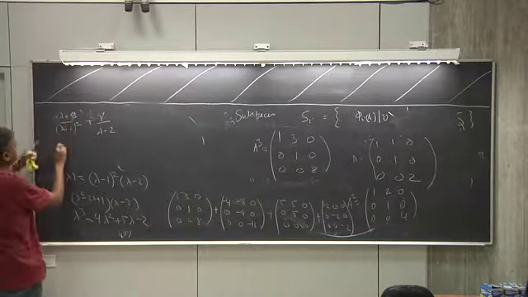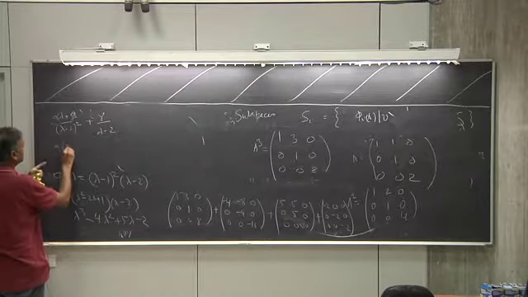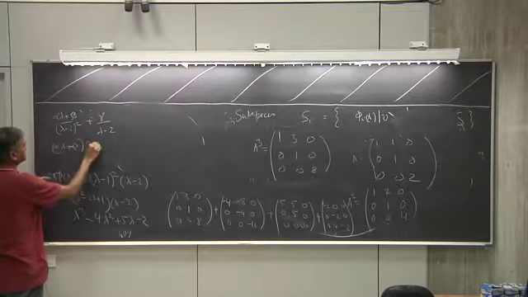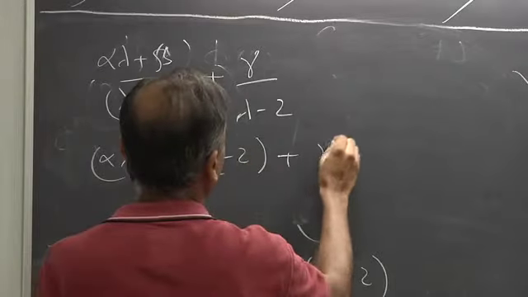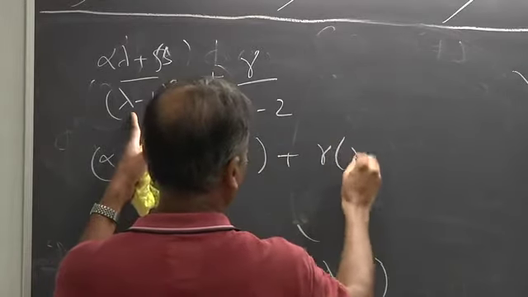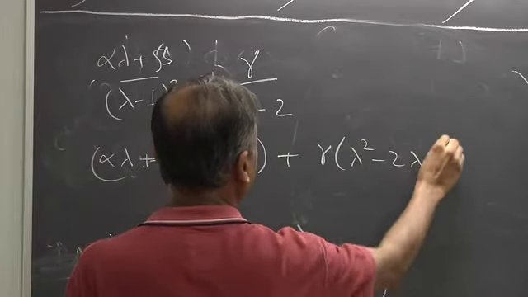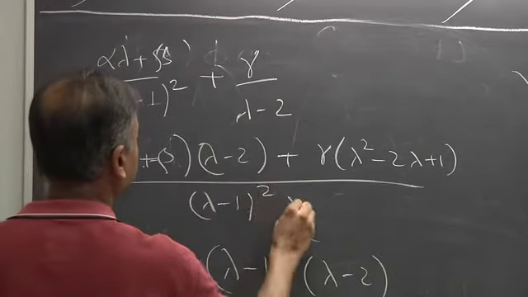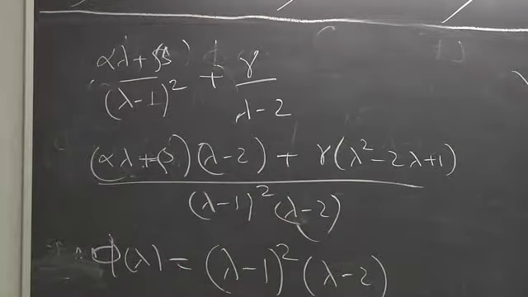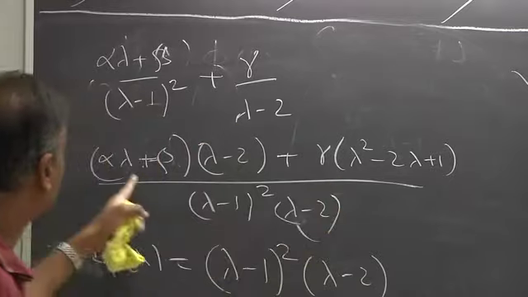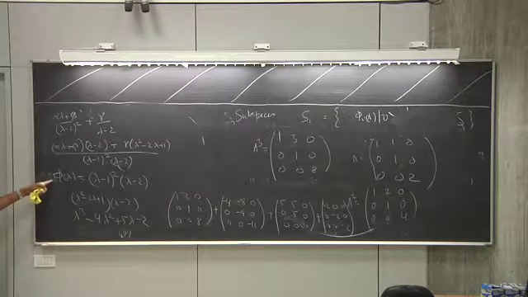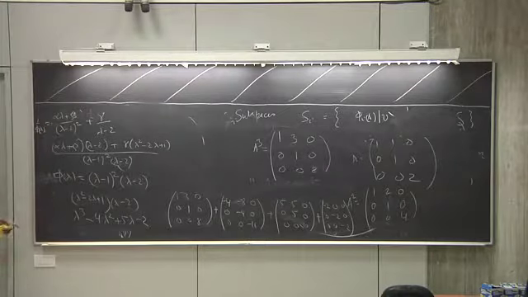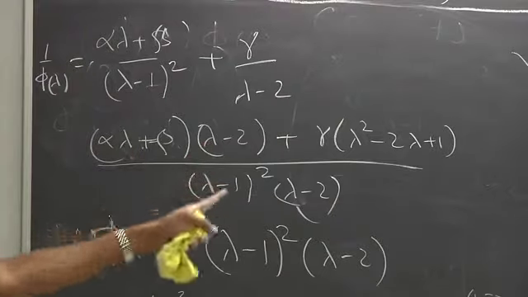So this whole thing is alpha lambda plus beta times lambda minus 2, plus gamma times lambda minus 1 square, which is the same as lambda square minus 2 lambda plus 1, right? When I take the common factor, the LCM. Now this should be equal to 1, because we are writing 1 over phi lambda as that. This is phi lambda already, so this better be equal to 1.